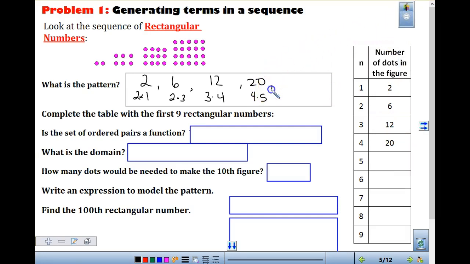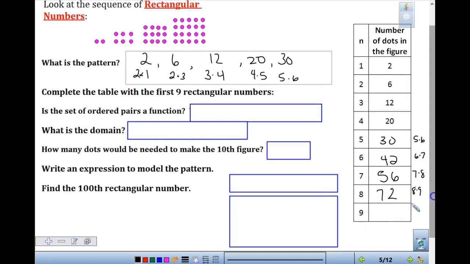5 times 6, right? So we would think, oh, we've got to keep the pattern going. 5 times 6 would give us 30, right? And now we're going to keep going. So if this one was 5 times 6, this one should be 6 times 7. 7 times 8, right? So we get 56. We got 8 times 9, 72. 9 times 10, right?